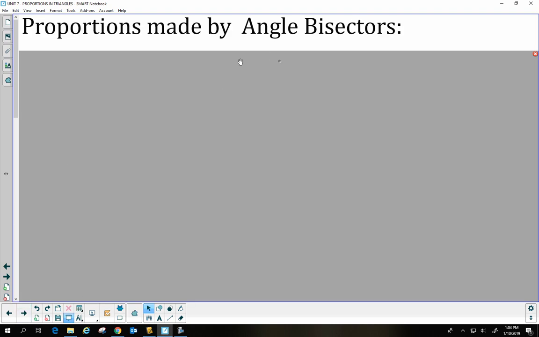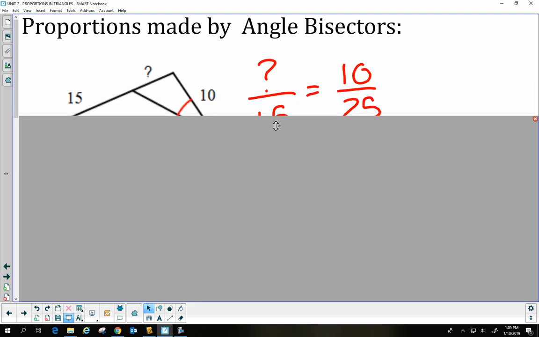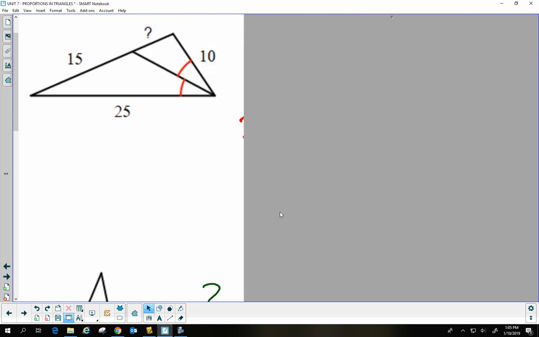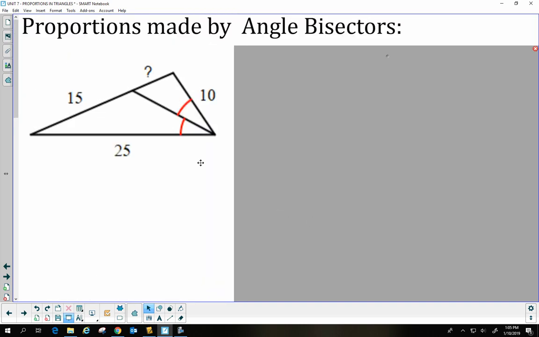So we talked about angle bisectors a while ago. We constructed them. And so when we have an angle bisector in a triangle, we have some special proportions. So this is my angle bisector. I know it's an angle bisector because this angle over here gets cut into two congruent angles. And so we have proportions created.